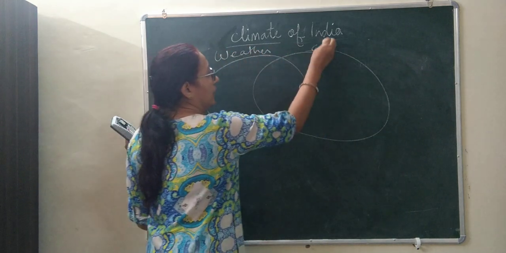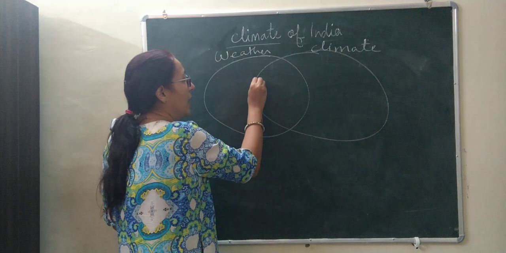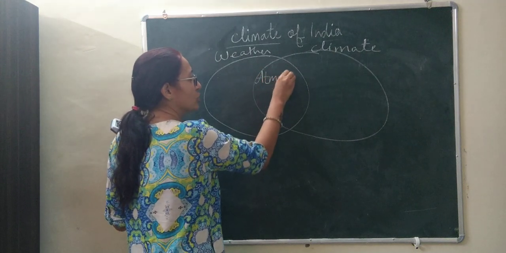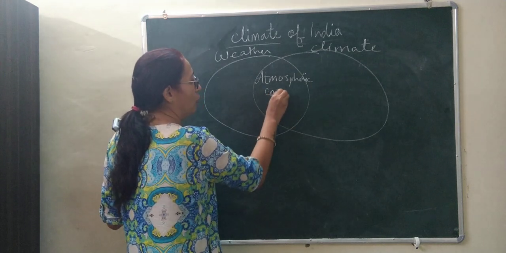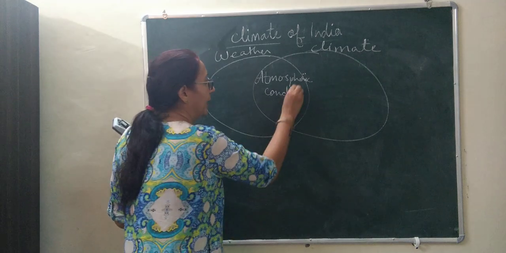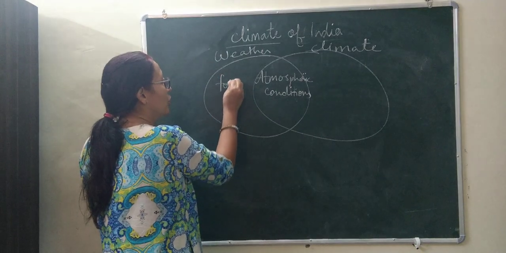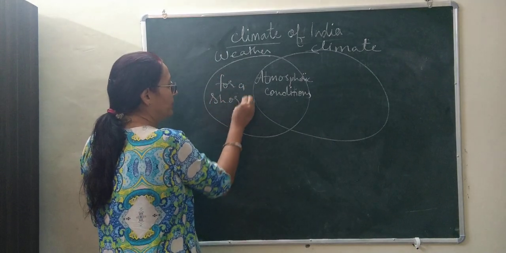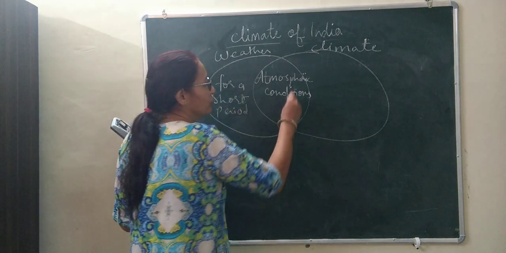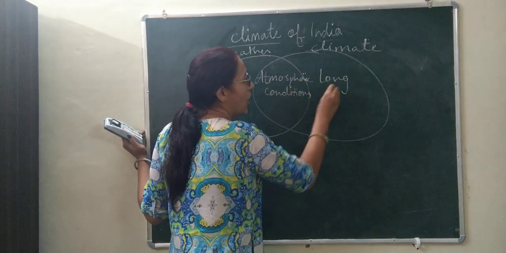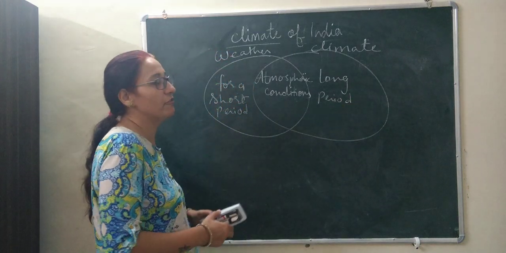Here is weather, and on this side I am writing climate. Now, as I have told you, atmospheric conditions are common under both headings. So, when atmospheric conditions occur for a short period of time, that is called weather. And when atmospheric conditions occur for a long period, that is called climate. So this is the difference between weather and climate.